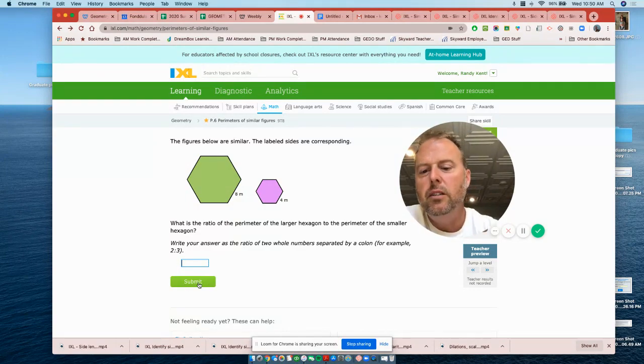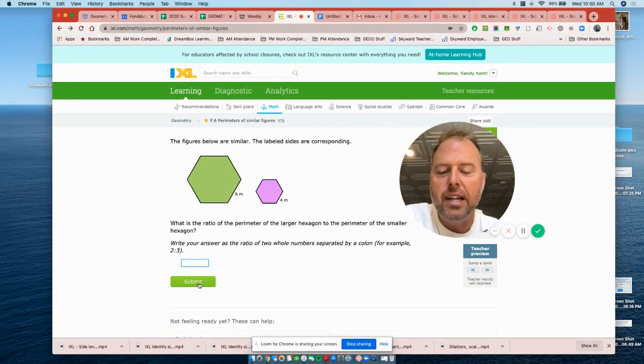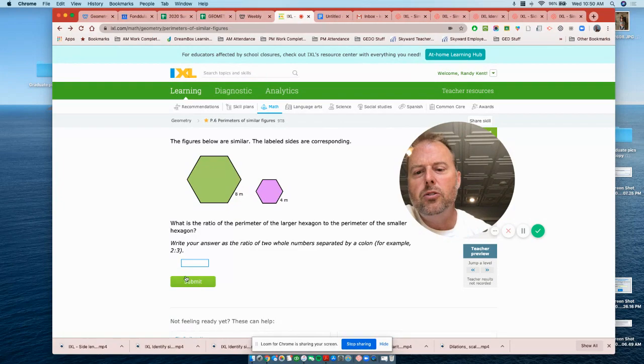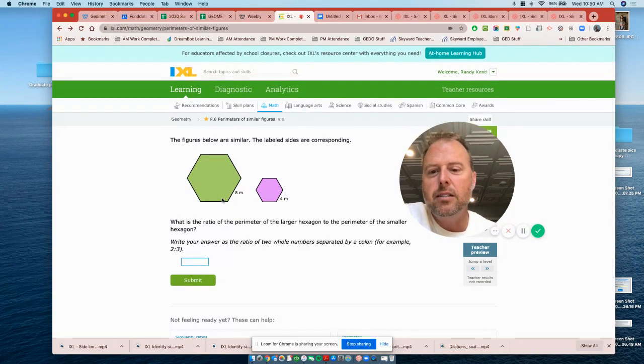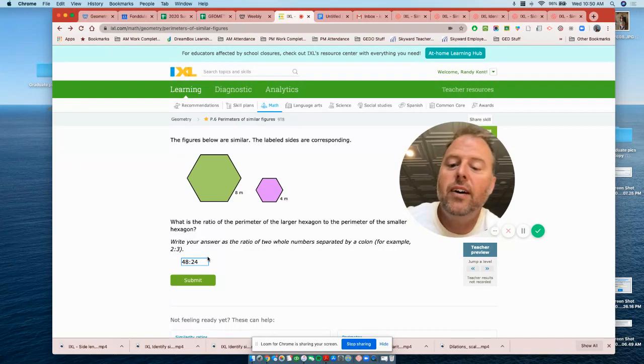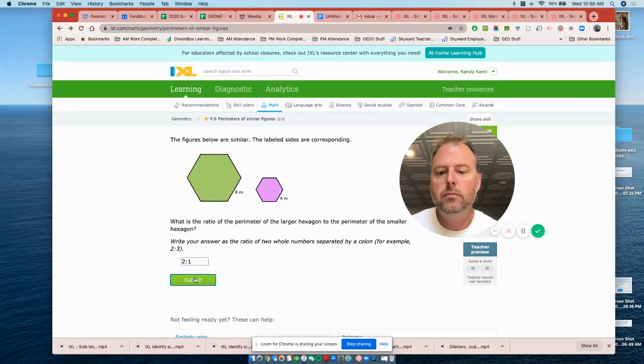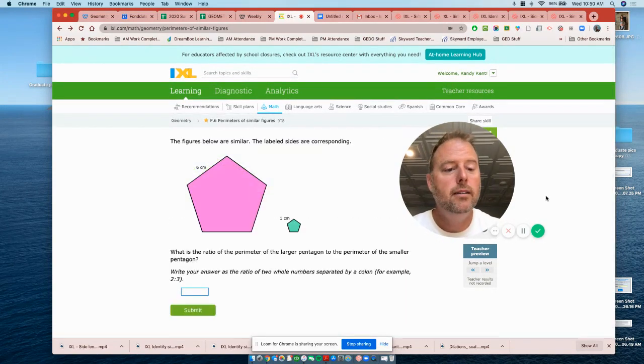These are regular hexagons. So all the way around, all the sides are the same. So you could just do 8 times 6 to find the perimeter of the big one, and 4 times 6 to get the perimeter of the smaller one. 8 times 6 happens to be 48. 4 times 6 is 24. So 48 over 24. Now, if you noticed, I can divide top and bottom. So 48 divided by 24 is 2. So if that's the case, then your ratio is going to be 2 to 1. And that should be it. Good luck.